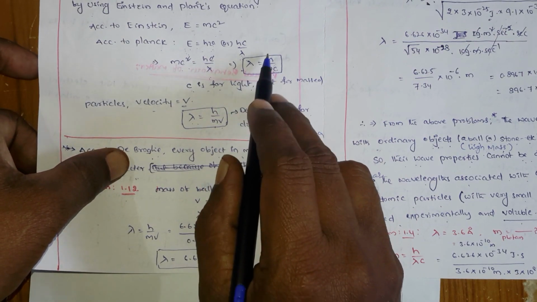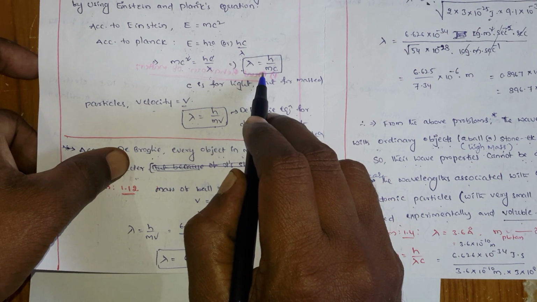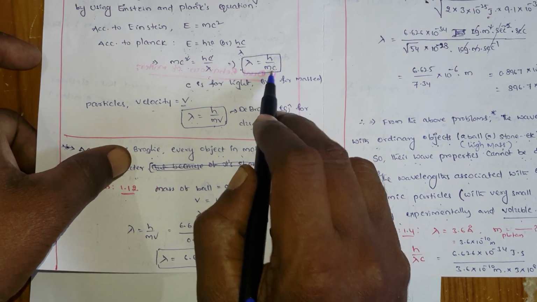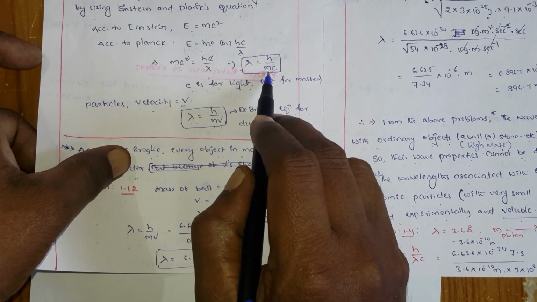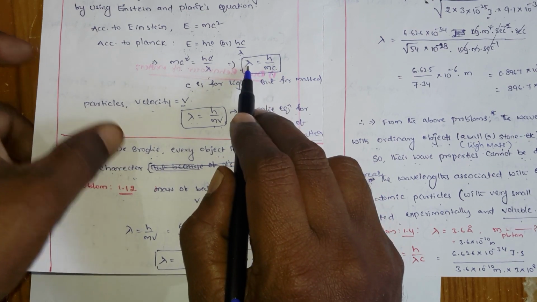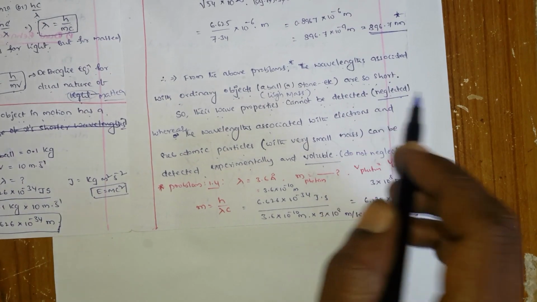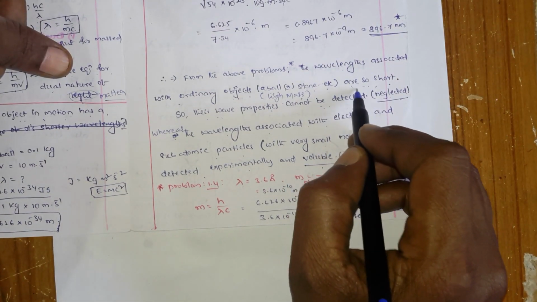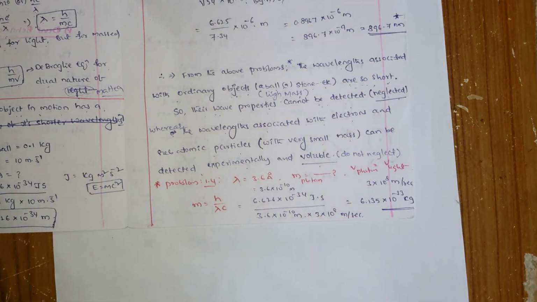That means lambda is reciprocal. Is it directly proportional to the mass? No, reciprocal. If the mass is more, the lambda is small. If the mass is less, the lambda is more. So he said if the mass is high, then the lambda is very short, so that you cannot detect it.